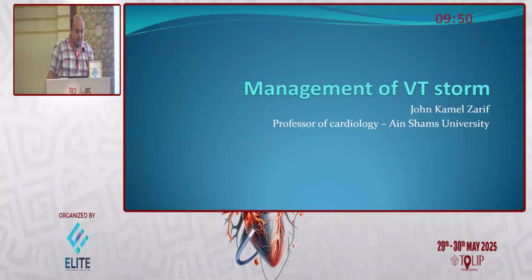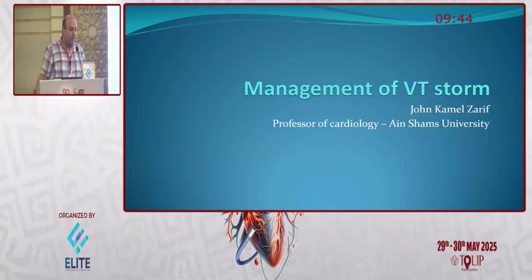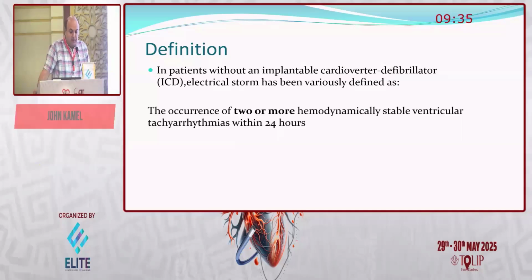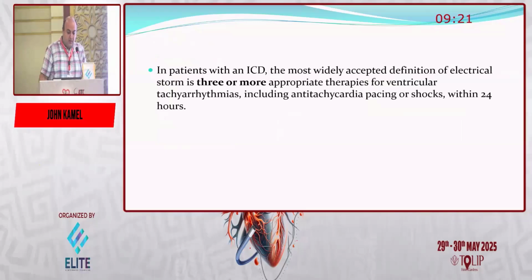Okay. In summary, management of VT storm. I will present a case of VT storm, but I'd like first to review the definition of VT storm. In patients without an implantable ICD, electrical storm is defined as occurrence of two or more hemodynamically stable ventricular tachycardias within 24 hours. And in patients with an ICD, the most widely accepted definition is three or more appropriate therapies for ventricular tachyarrhythmia, including both shocks and antitachycardia pacing.